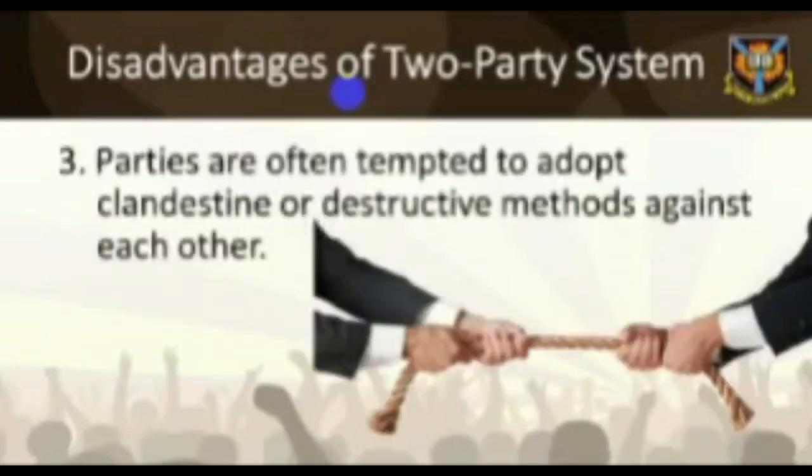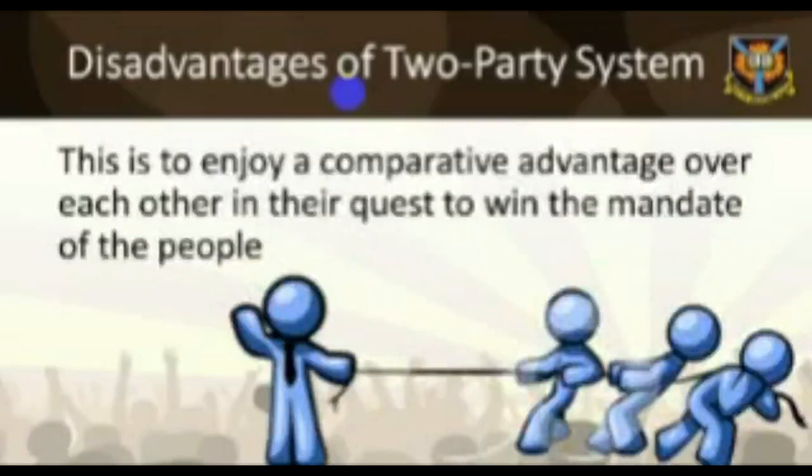3. Under two-party system, parties are often tempted to adopt clandestine or destructive methods against each other. This is to enjoy a comparative advantage over each other in their quest to win the mandate of the people. Thus, what is lost by one party is gained by the other.